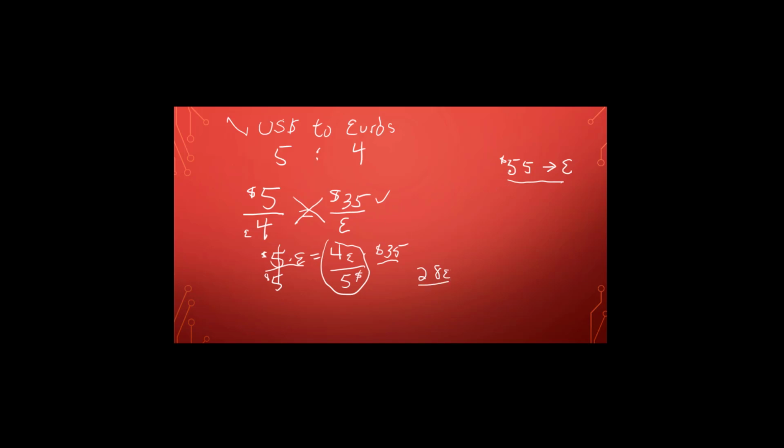So let's look at this one. It's the last one. Convert $55 into euros. So I'm just going to go down here and say, well, my euros is going to equal 4 euros over $5 times $55. This is the constant of proportionality.